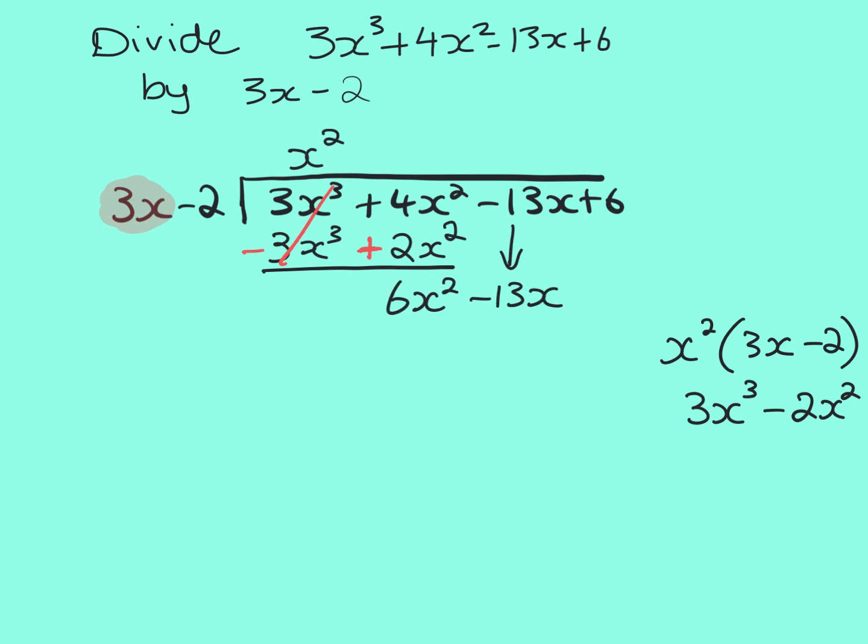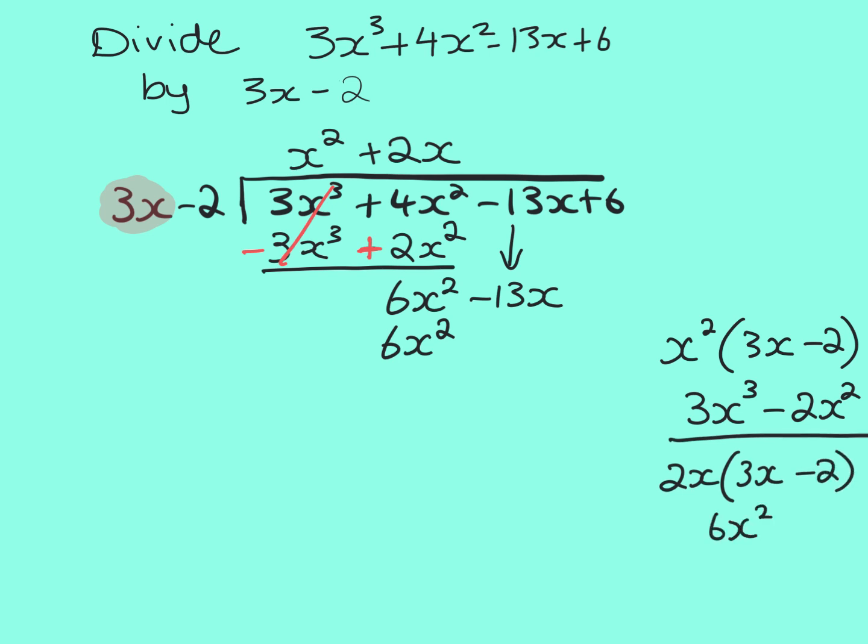What do I multiply by 3x to get 6x squared? Well, I know it's definitely going to be plus 2, and then it's going to be an x, because x times x gives me x squared. That's going to give me 6x squared. Sorry, we can multiply it out to one side. Get used to doing that. So 2x times 3x minus 2. 2x by 3x gives me 6x squared. 2x by minus 2 gives me minus 4x. I'm going to put the minus 4x in here.